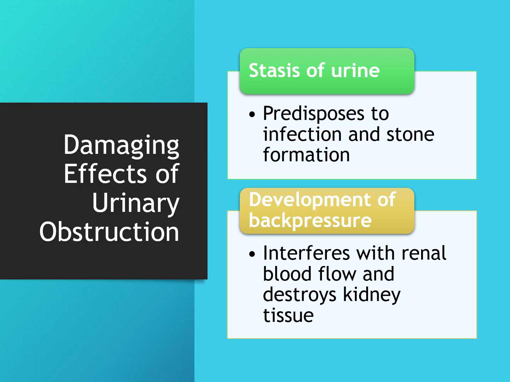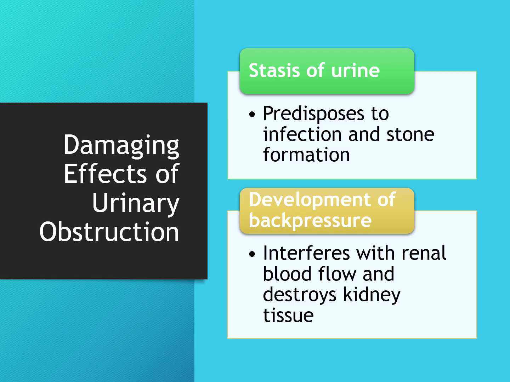So, damaging effects of urinary obstruction. What happens in that renal system if we get significant urinary obstruction? Well, one big issue is the stasis of urine overall. The forward flow of urine is an important protective mechanism to prevent infection within the renal system. So anyone who has stasis of urine is predisposed to infection. And they're also more predisposed to things like stone formation.